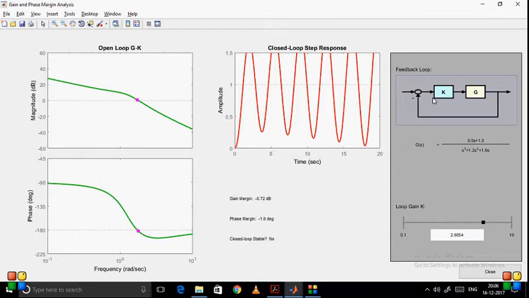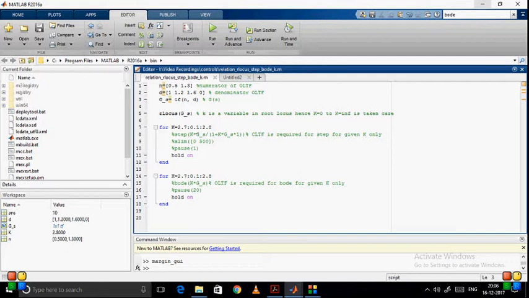Now the root locus idea is: when the system is open loop and you close it, is the system stable or not? Hence you should not play with K in root locus, and you should consider the open loop transfer function. Using the open loop transfer function, you try to find out whether the system is stable or unstable. So let us run this.